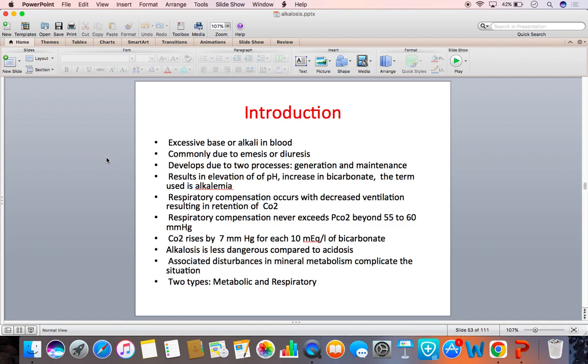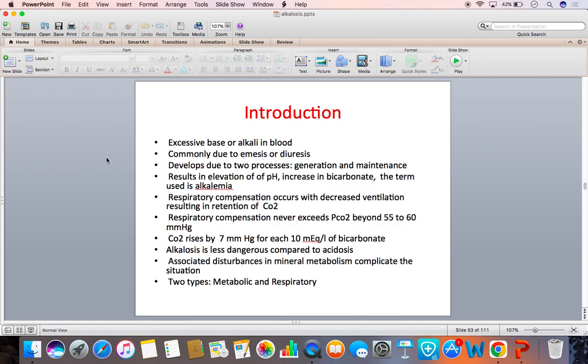Then coming to metabolic alkalosis in particular. Excessive base or alkali in the blood is called alkalosis, commonly due to emesis or diuresis. So metabolic alkalosis is secondary, most commonly, to either vomiting or diuresis. It develops in two stages. Remember this. Number one is generation and maintenance. Metabolic alkalosis develops in two stages. In the first stage, generation of metabolic alkalosis. In the second stage, maintenance of metabolic alkalosis.